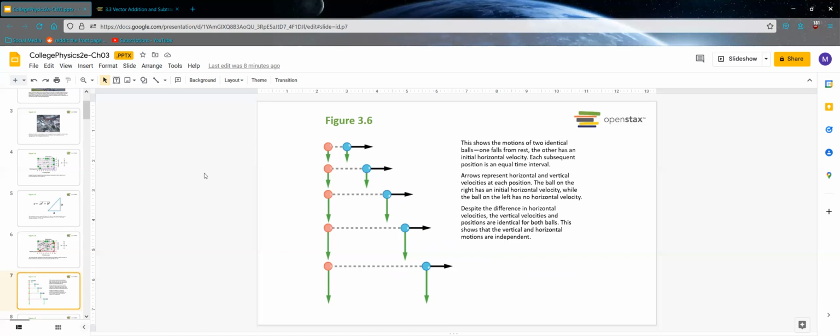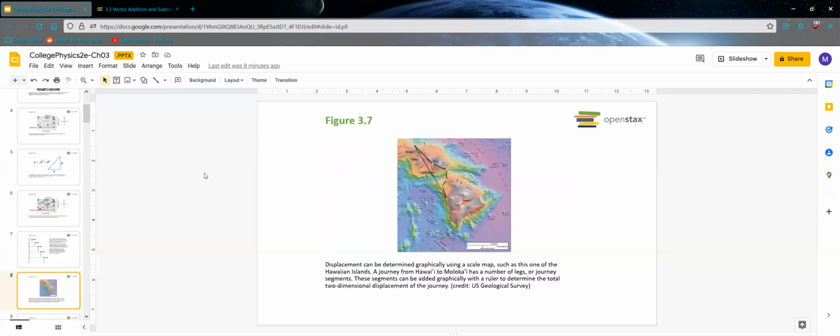The classic example, of course, of this is rolling a ball off a table, and then as soon as the ball leaves the table, drop another ball, and you notice that both hit the ground at the same time, even though one has a horizontal motion.